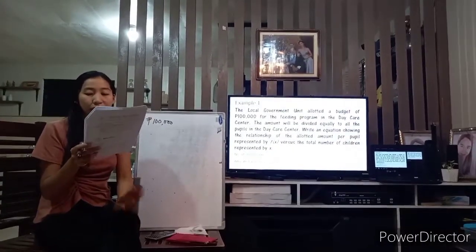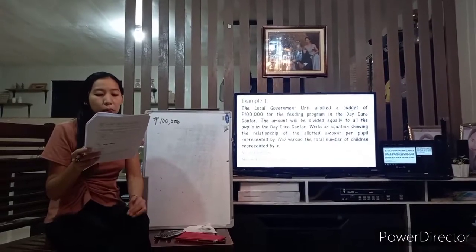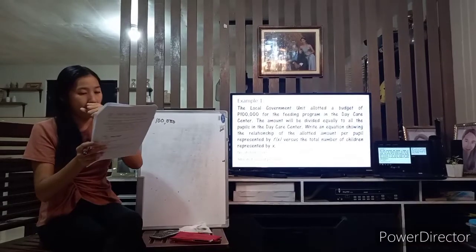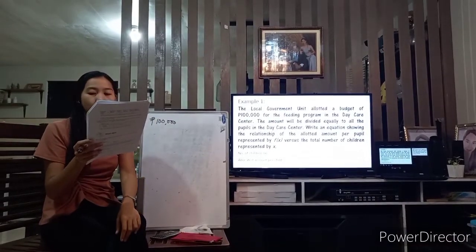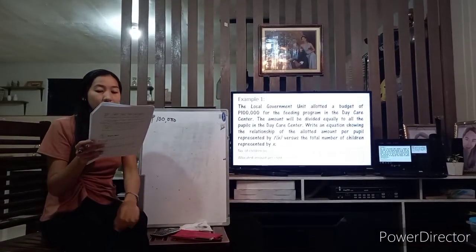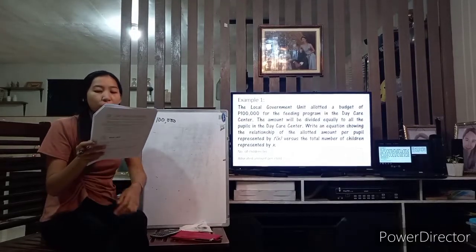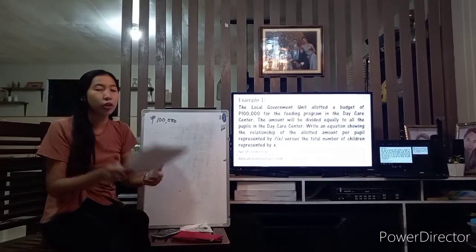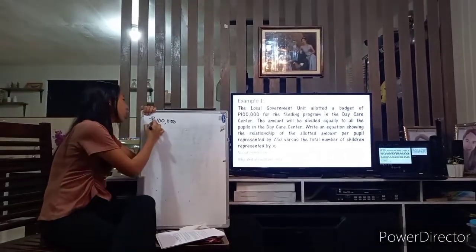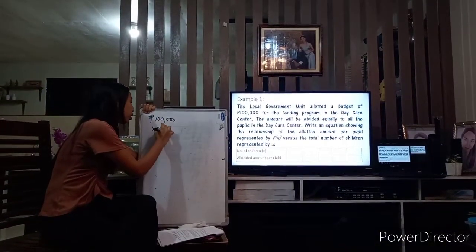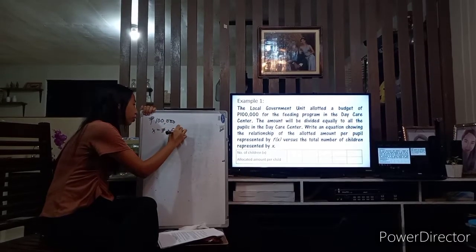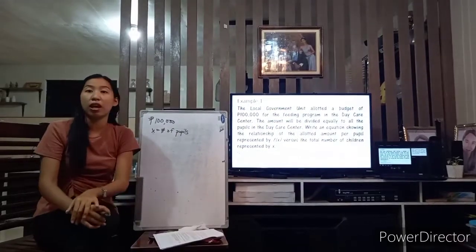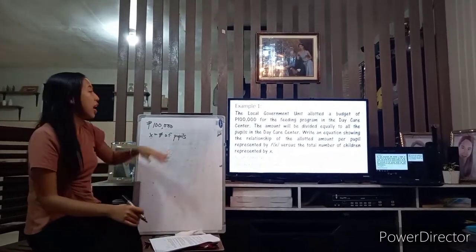The amount will be divided equally to all the pupils in the daycare center. So, write an equation showing the relationship of the allotted amount per pupil represented by f of x versus the total number of children represented by x. So, muna siya itong budget. X is the number of pupils or number of students in the daycare center. And we need to make a mathematical model or a rational function out of this.